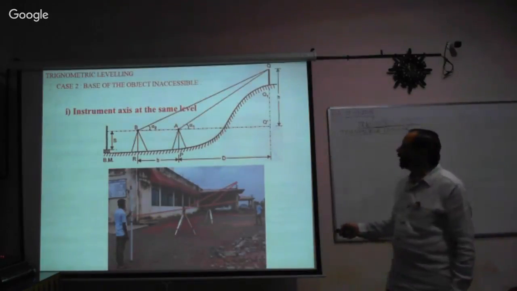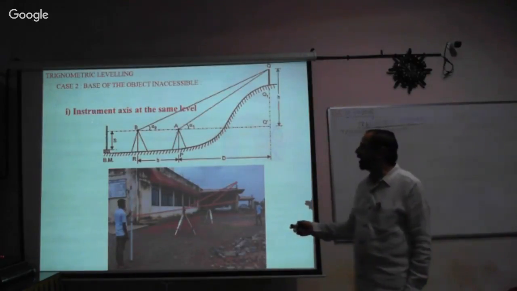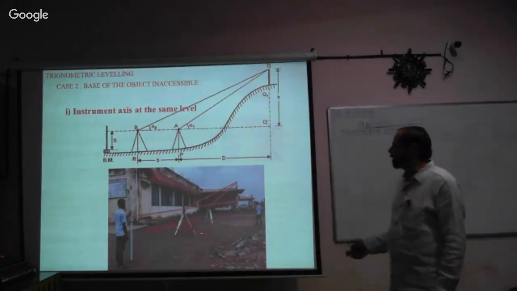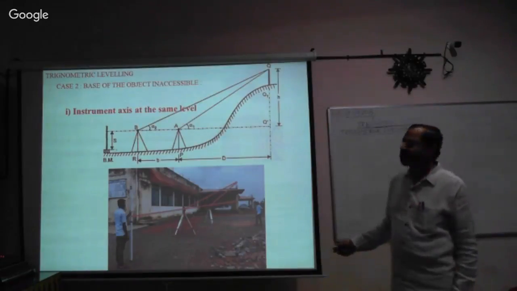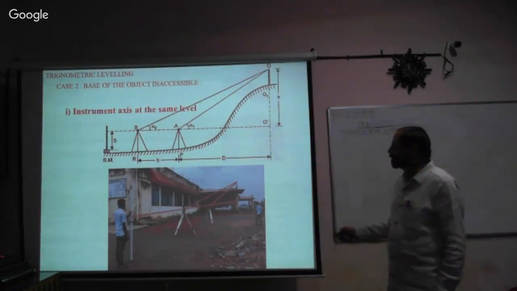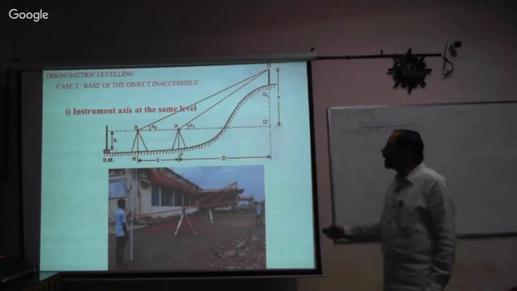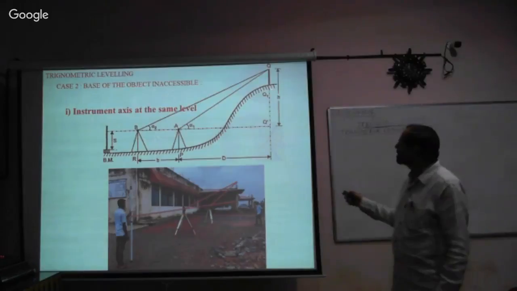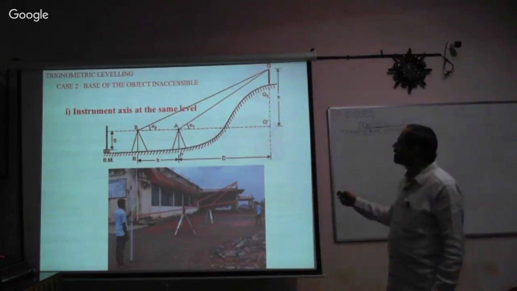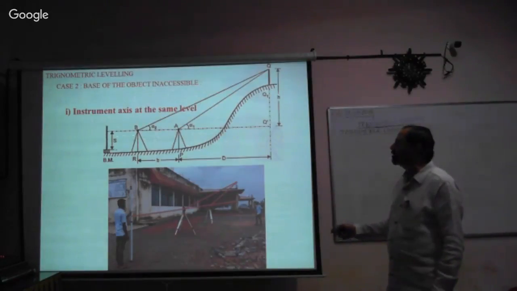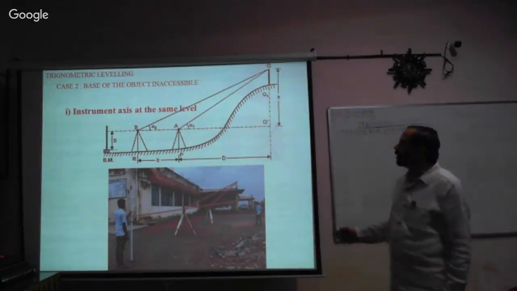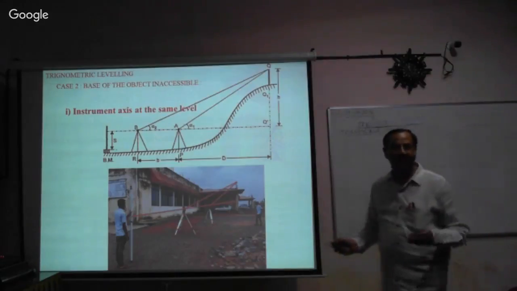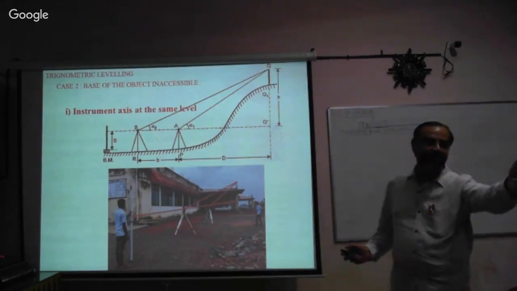And similarly, when the base of the object is not possible to reach. This is one example we have taken to understand more. When it is not possible to reach the base, then we will apply this kind of method. So here is the second case, base of the object is inaccessible. We are unable to reach the base of the object.